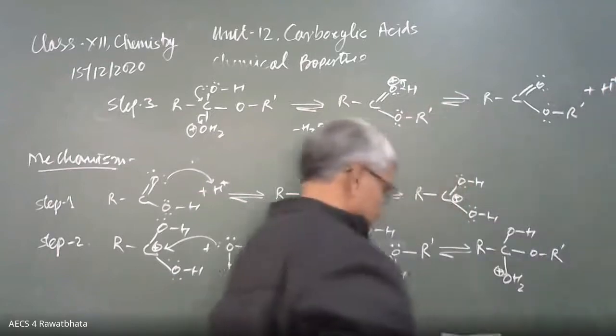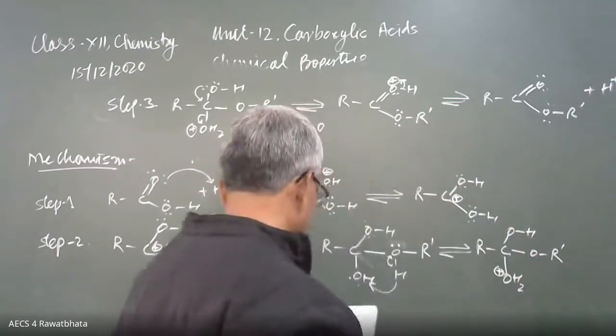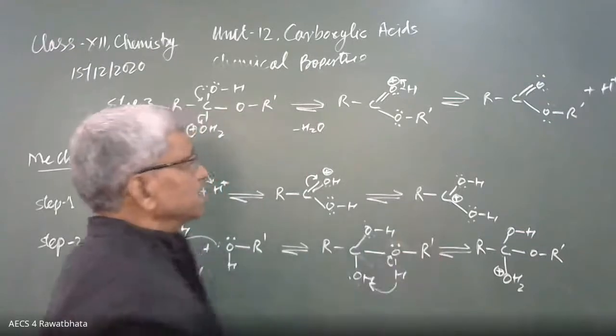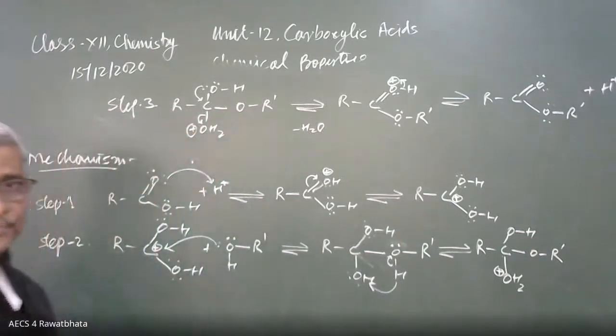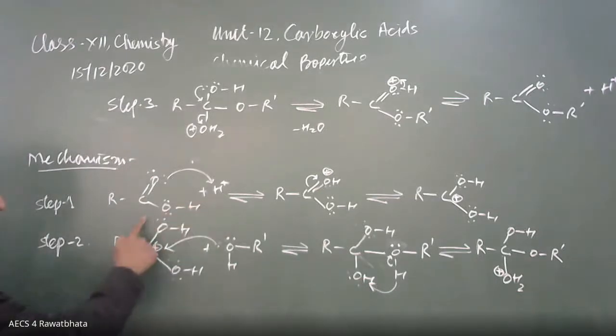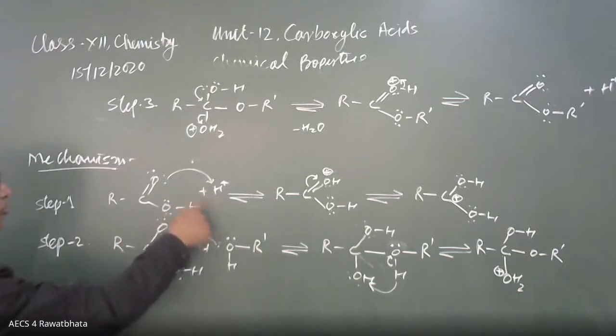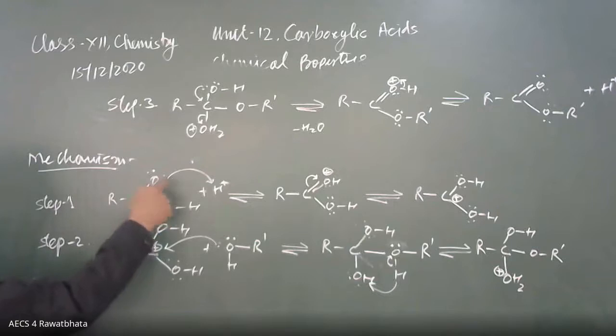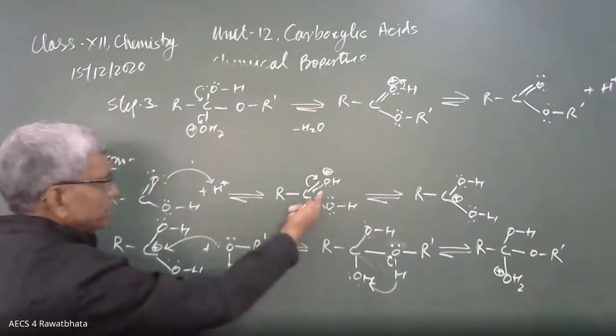Plus H positive is the final reaction. So these are the various steps of esterification. Let me take once again. First, a protonation of carboxylic acid takes place. The proton is provided by concentrated sulfuric acid. This proton joins to the oxygen, where oxygen has a pair of electrons, and it becomes like OH.